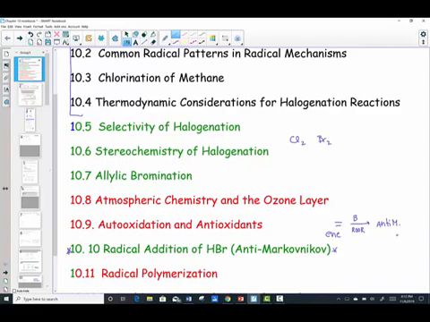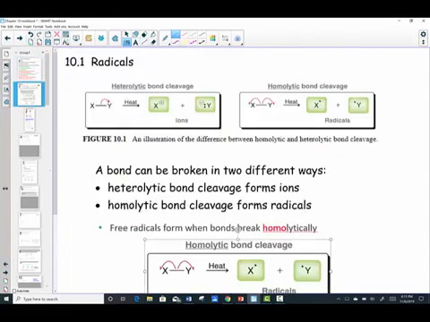What I have in red are the assigned reading sections. Sections 8, 9, and 11, respectively, will be from your own reading and not part of the formal lecture. So with that, let's begin looking at our first section, called radicals. In this section, we get an opportunity to define and get a good feel for what a radical is in comparison to an anion or a cation from ionic additions.